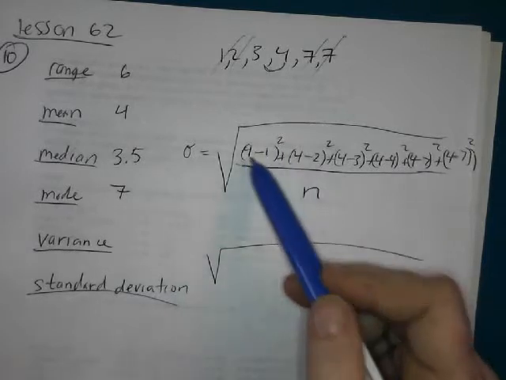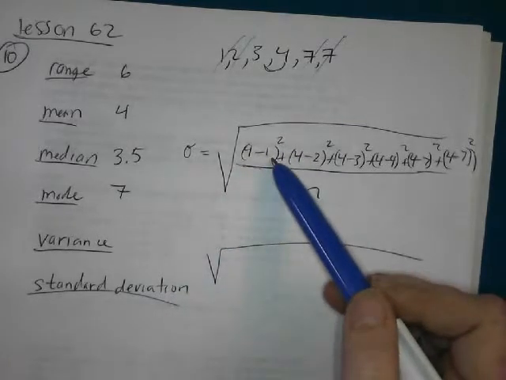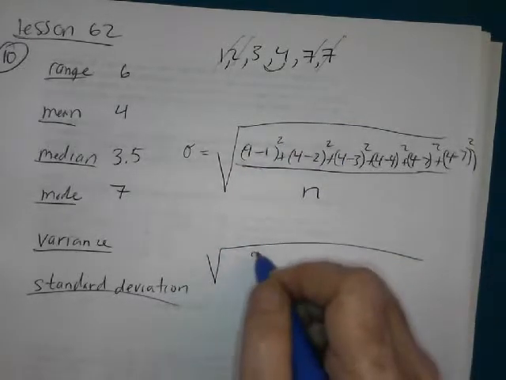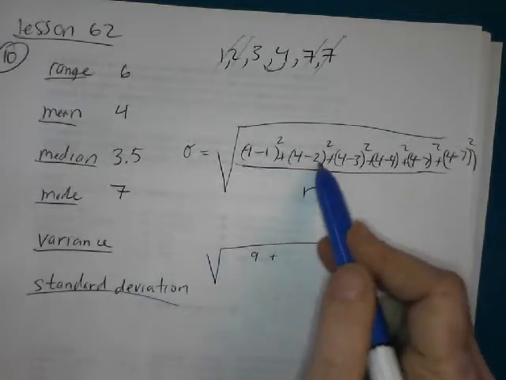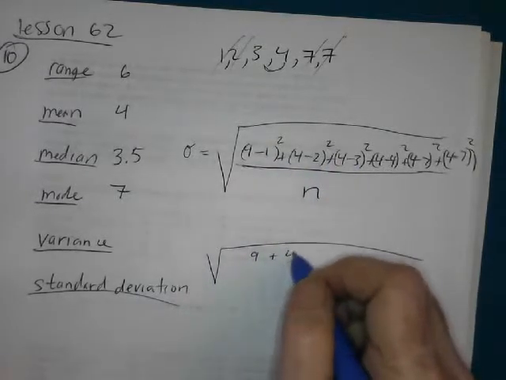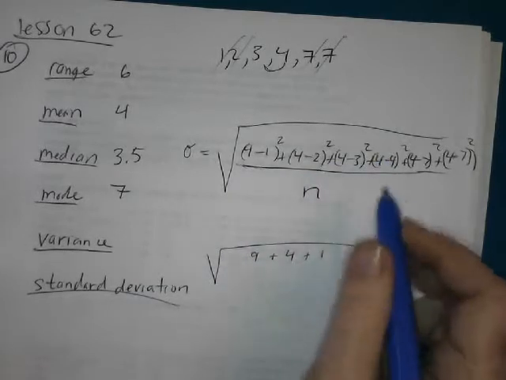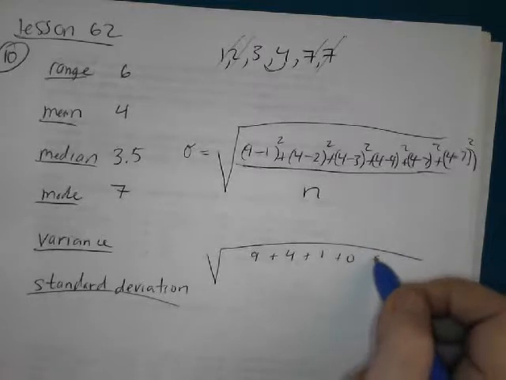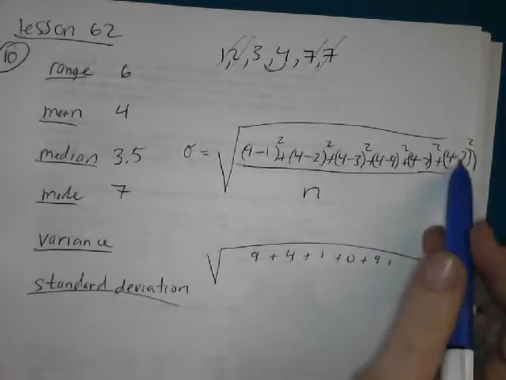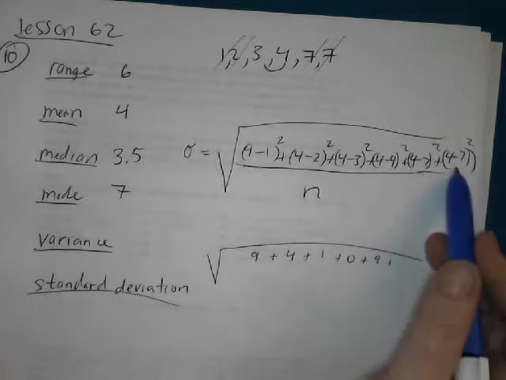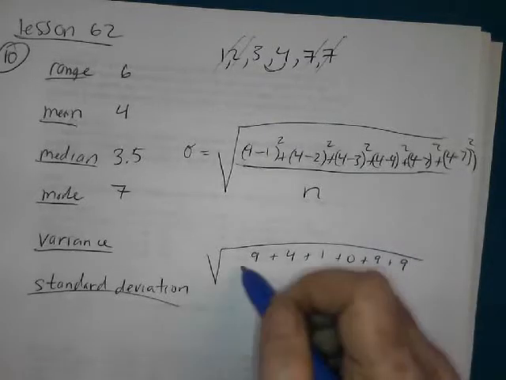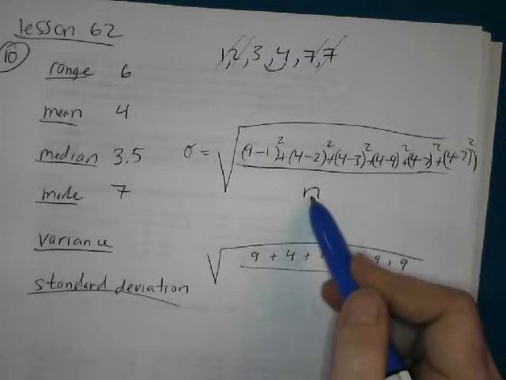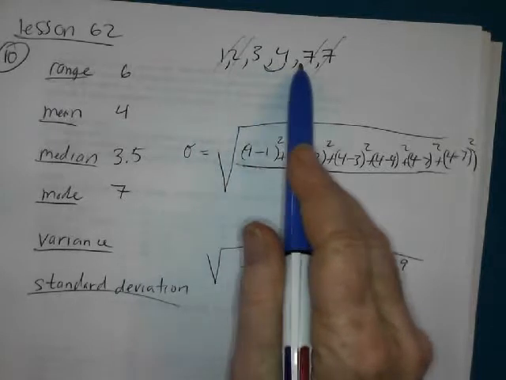Okay, so I'm going to do some of it in my head. 4 minus 1 is 3. Square 3, you get 9. 4 minus 2 is 2. Square 2, you get 4. 4 minus 3, that's 1. 4 minus 4, that's 0. That is 9. That is also 9. All over. How many things are there? There's 1, 2, 3, 4, 5, 6. 6 things.